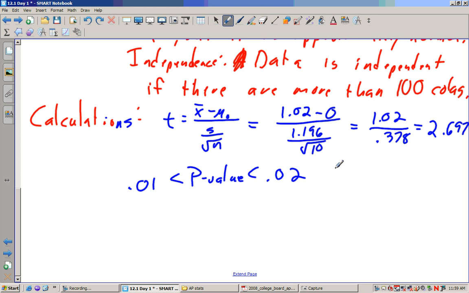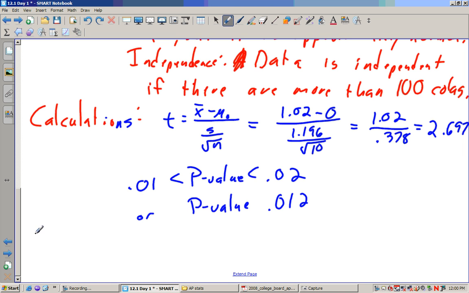Now if we wanted to be more specific, we could do a tcdf from 2.697 to a very large number with 9 degrees of freedom, and I got a p-value of 0.01225, so 0.012. So if you wrote it like this, or if you wrote it like this, both answers would be acceptable.